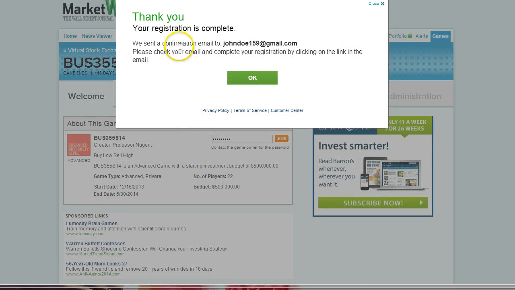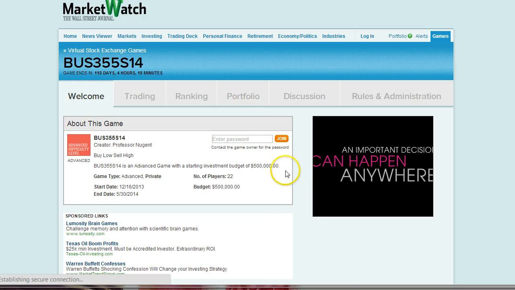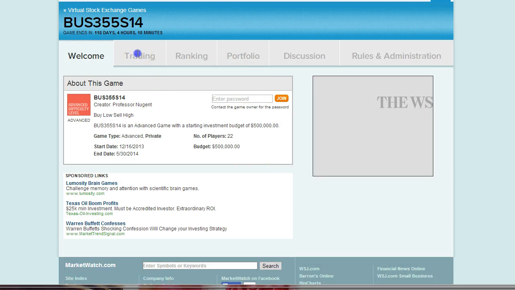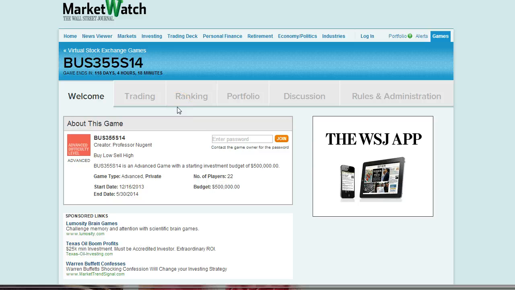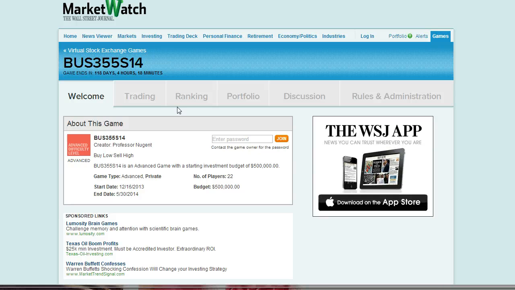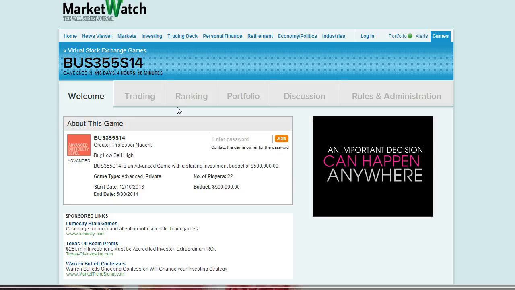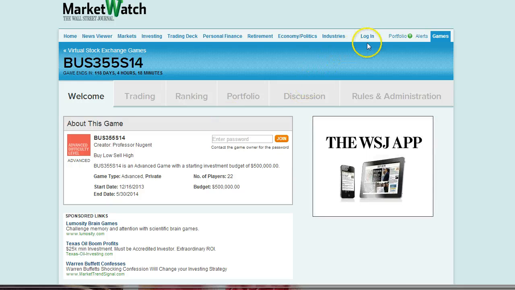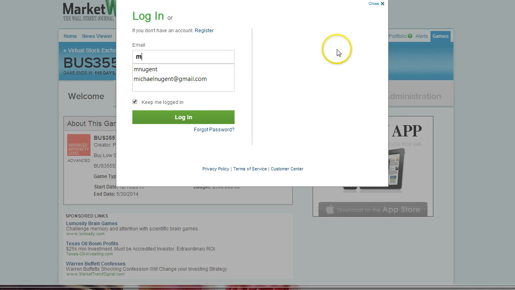Okay. So the registration is complete, and a confirmation email is sent to this email address. And I'll have to check my email to complete the registration, so that's why it's important to use a legitimate email address. Don't make up an email address, because you're going to have to go to the link and verify it and complete the registration. Now, once you are registered, then you sign in using your email.